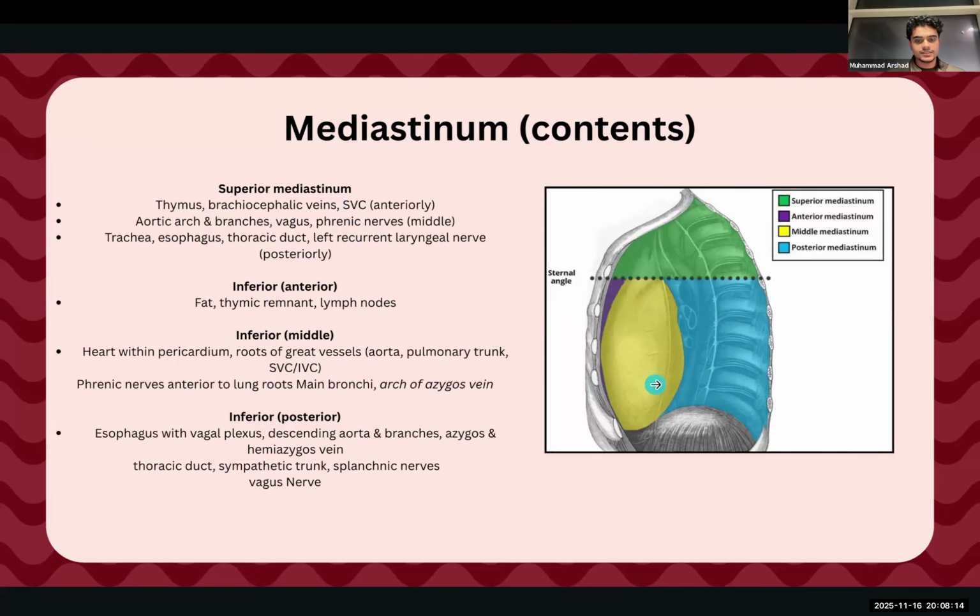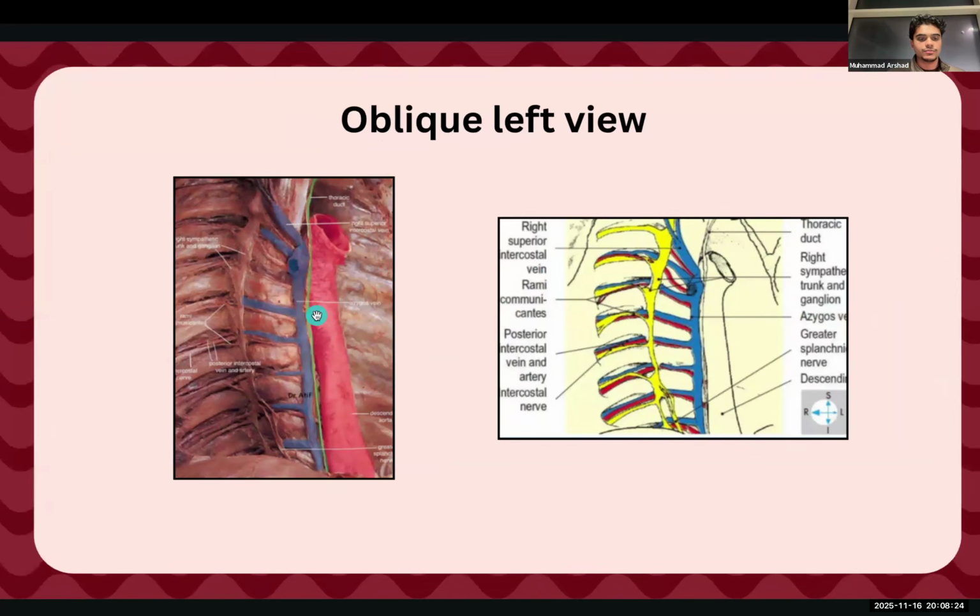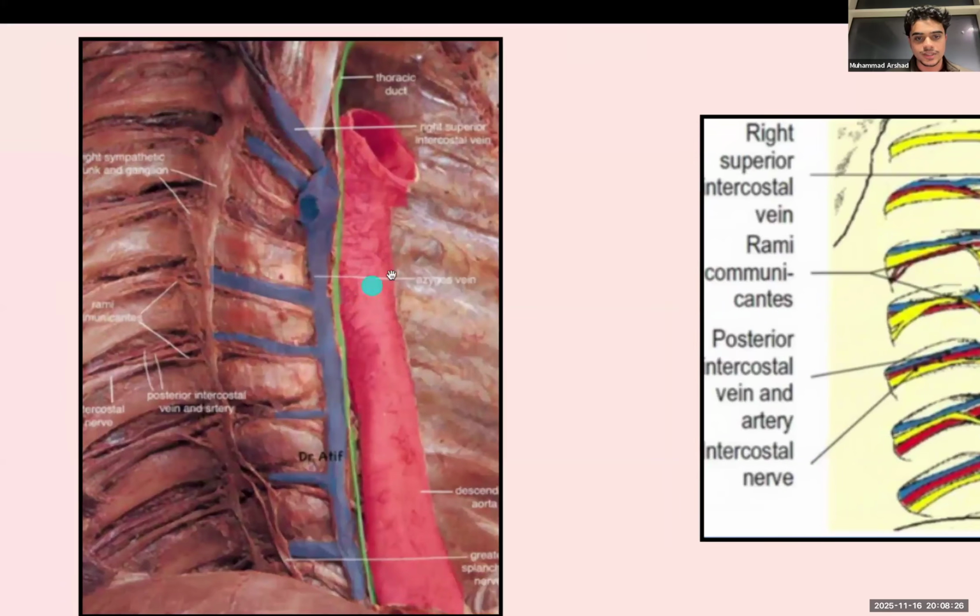So in your guys' lab slides, Dr. Atif went on to talk about the posterior mediastinum, and he gave us two different views. He gave us an oblique left view and an oblique right view. Okay, so I'll just be breaking down this image and what we can see.